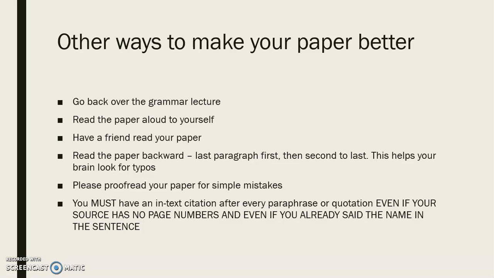If your source doesn't have page numbers, that doesn't mean you just put nothing. It means you just put the author's last name. If there's no author, you put the name of the company. If there's no company, you put the name of the title. So you'll always put something. Usually that something is the first thing in the works cited listing for that source.